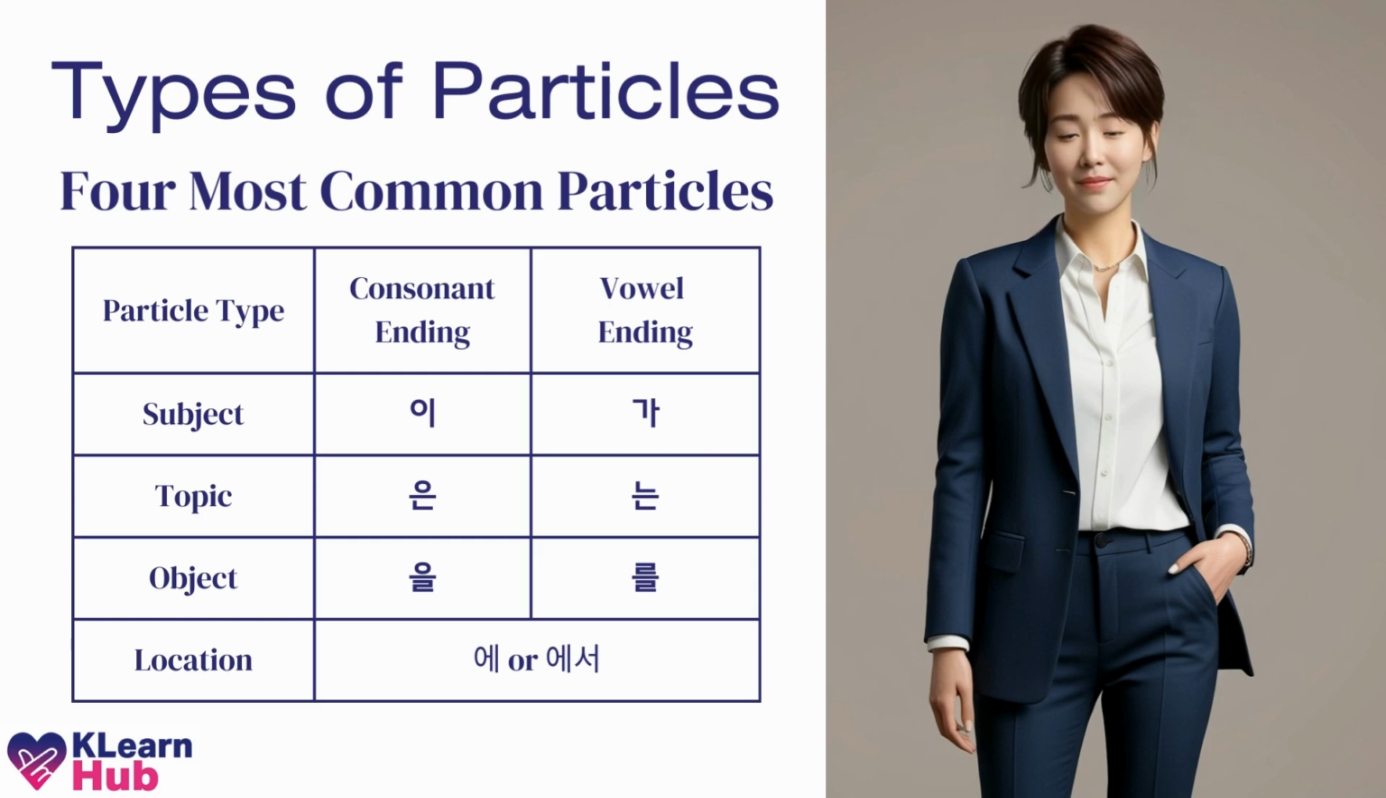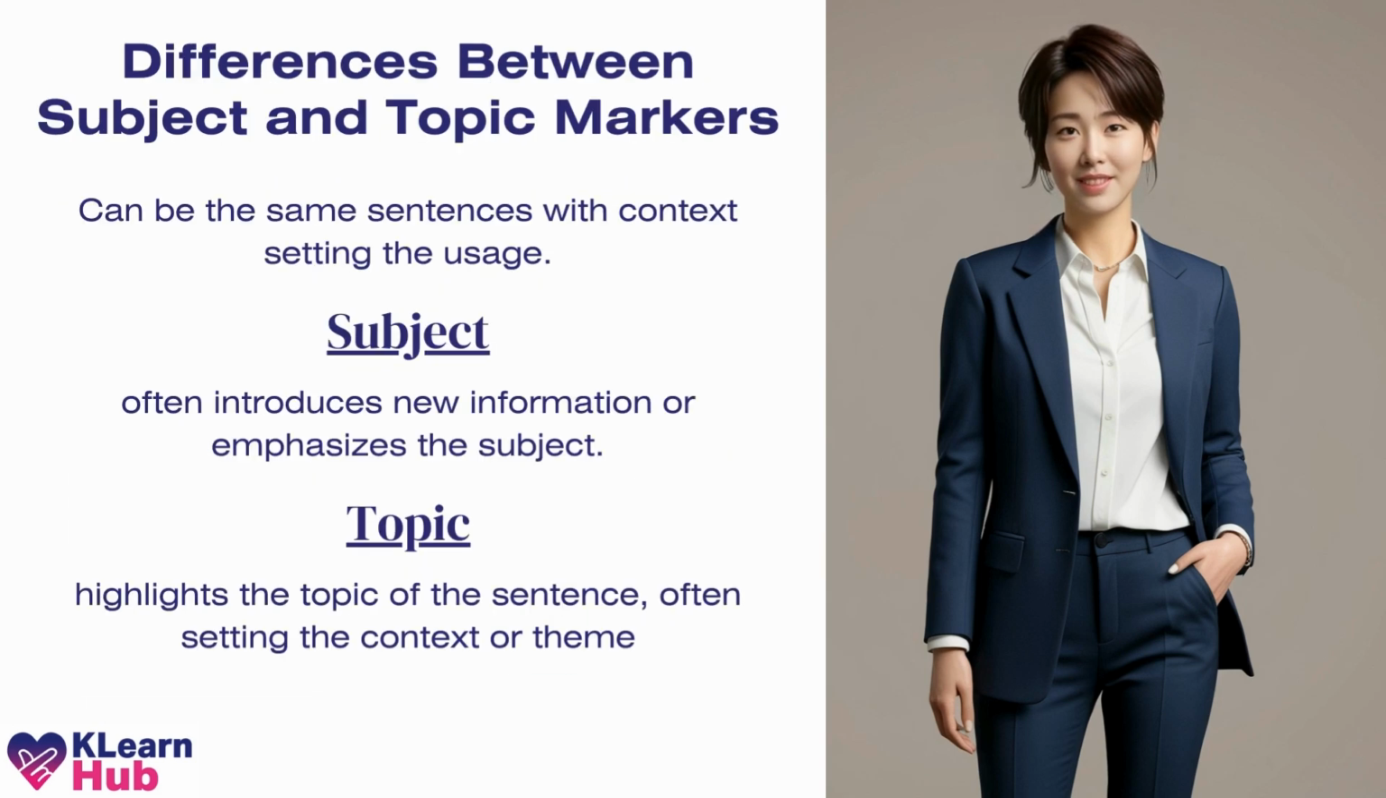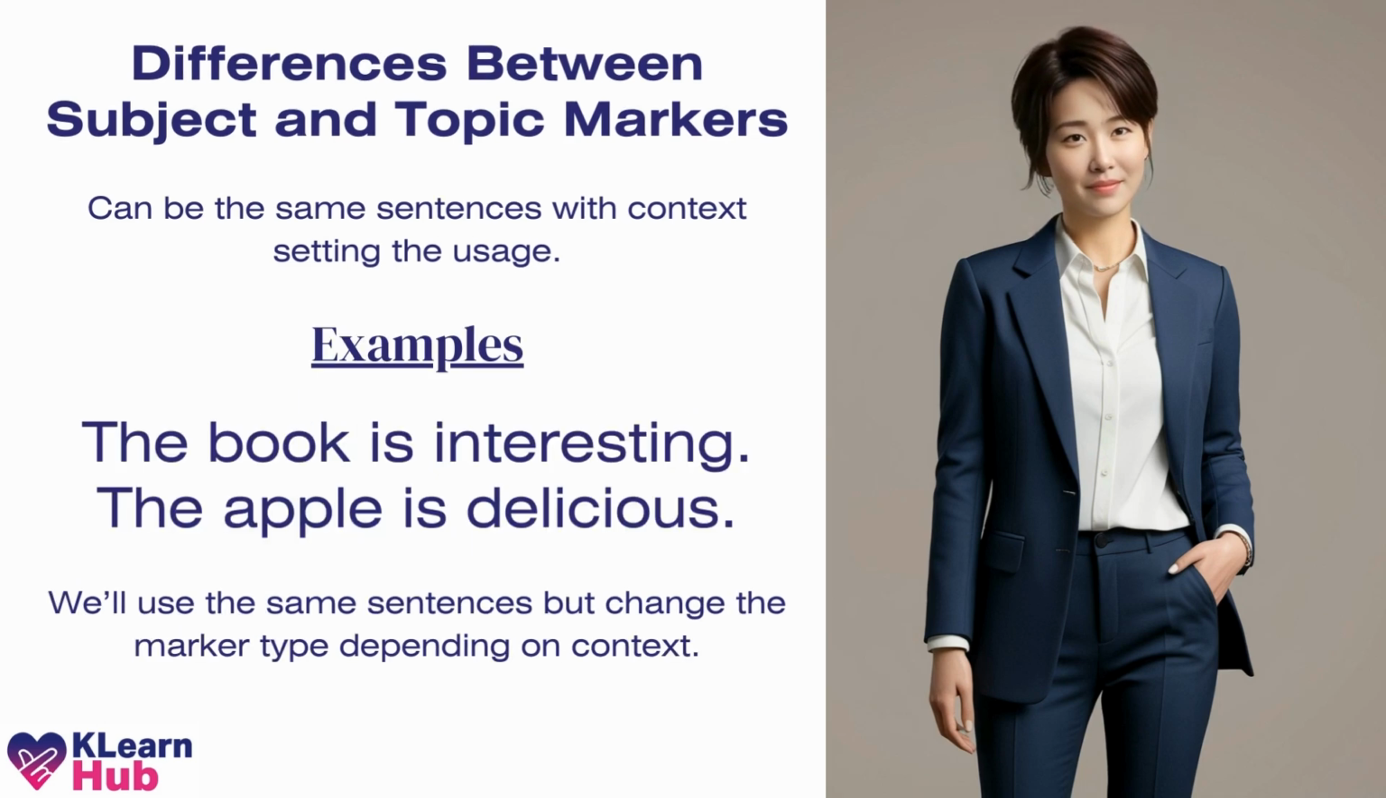at a place. Now, let's understand the differences between subject and topic markers. The subject marker often introduces new information or emphasizes the subject. The topic marker highlights the topic of the sentence, often setting the context or theme. We can use the same sentences with different markers, depending on the context. Let's use the sentences, the book is interesting and the apple is delicious. We'll see how these sentences change with different markers.